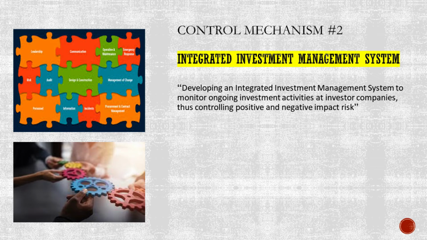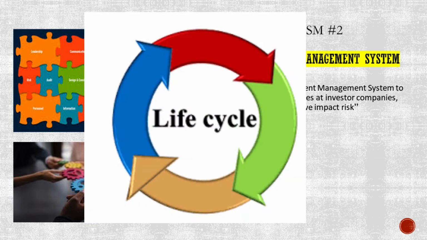Another major control mechanism is developing an integrated information management system to monitor ongoing investment activities at investor companies, thus controlling positive and negative impact risk. Investors recognize that to effectively manage their investments' impact risk, there is no alternative but to manage impact risk and opportunities throughout the investment life cycle. An integrated investment management system facilitates such an endeavor.